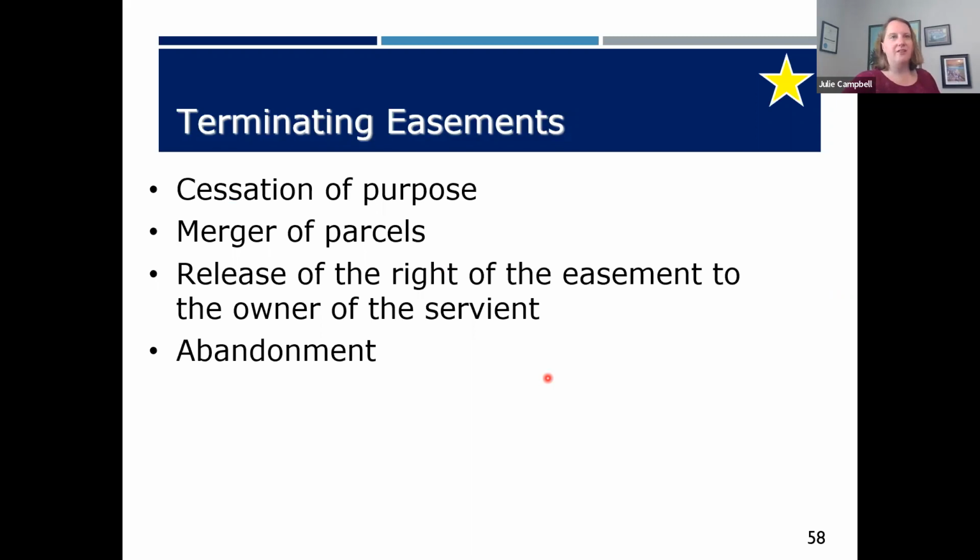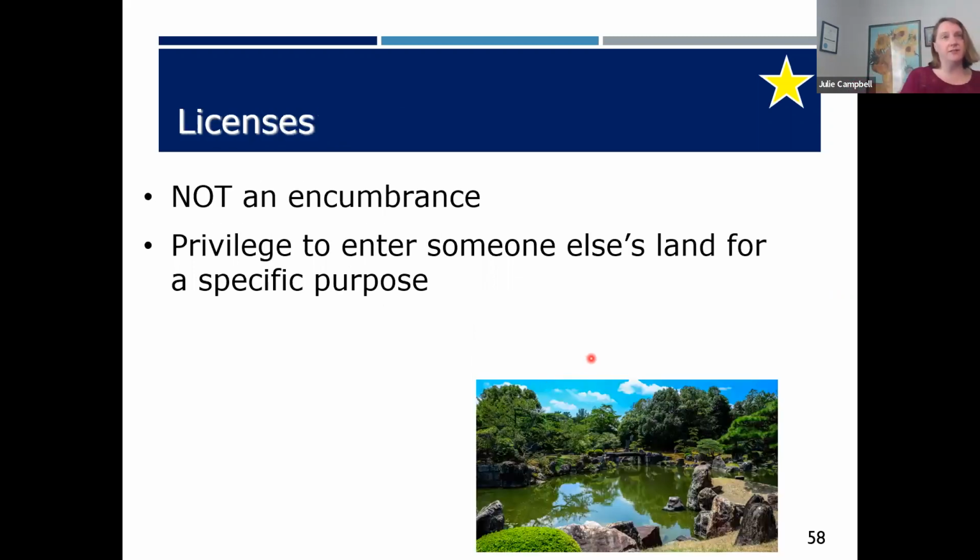We said most everything in this unit is an encumbrance, right? The only thing we're going to talk about in this unit that's not an encumbrance is something called a license. A license is just a privilege to enter somebody else's land for a specific purpose. What's the difference between a personal easement in gross and a license? A personal easement in gross is an encumbrance. A license is not. That's about all we need to know on that.